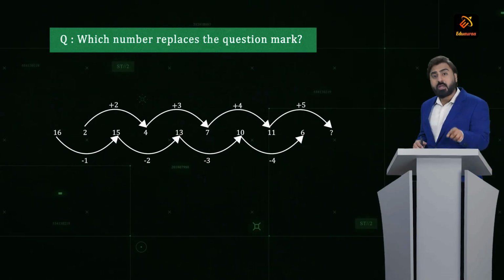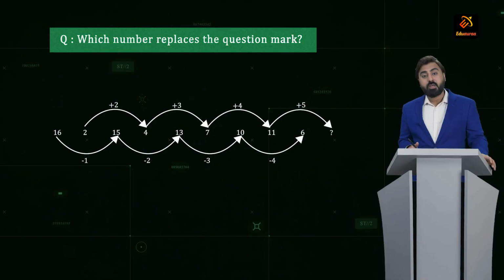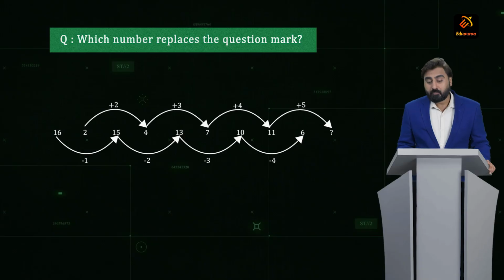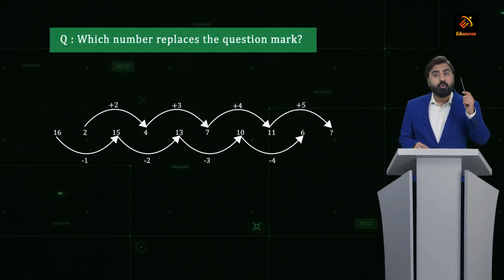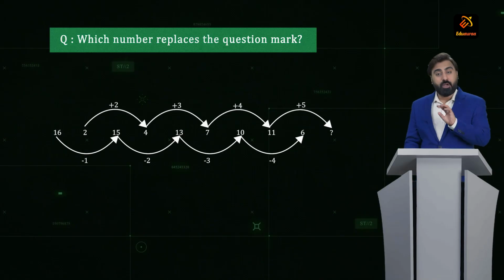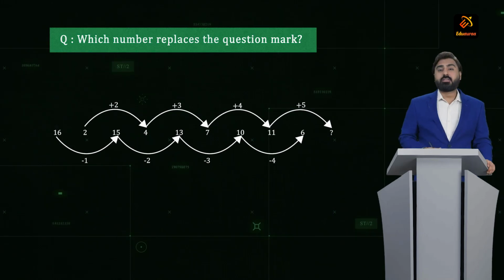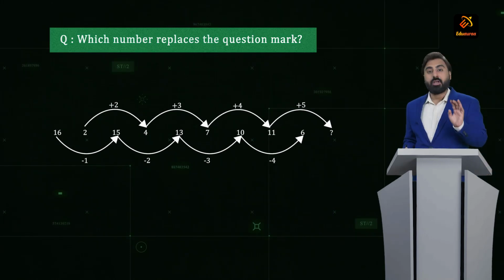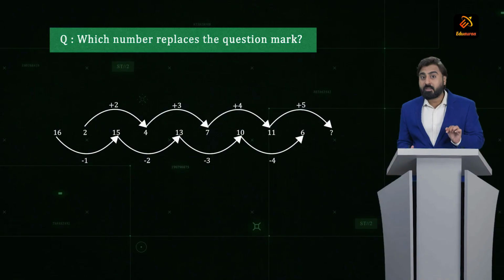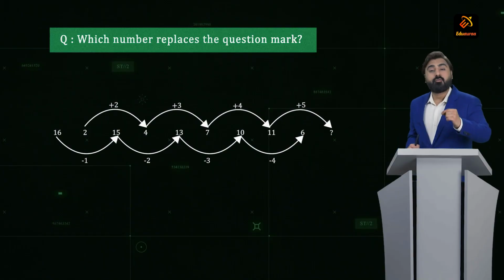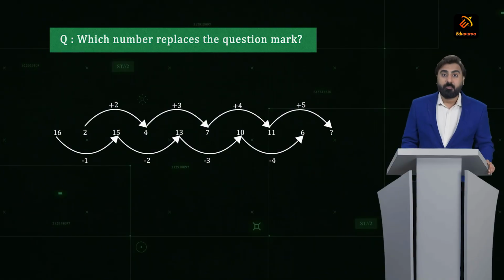Similarly, when you consider the even numbers, that is 2, 4, 7, 11 and the question mark. In this case, 2, add 2, you get 4. When you consider 4, add 3, you get 7. When you consider 7, add 4, you get 11. So that means in the alternate even part, 2, 3, 4 are added respectively.